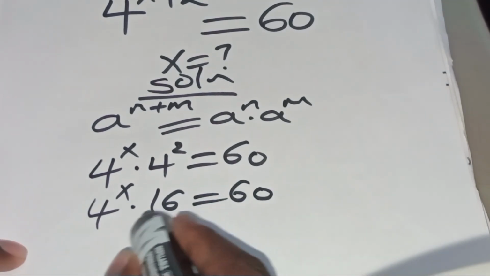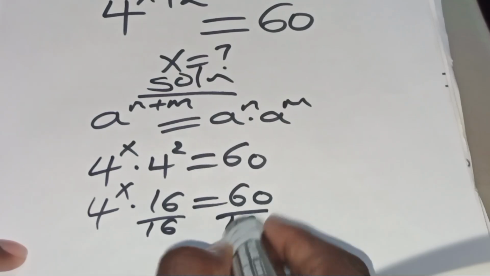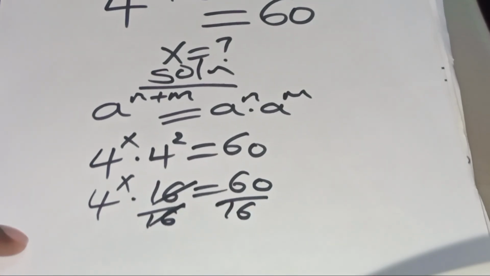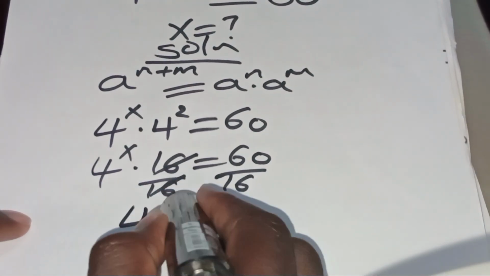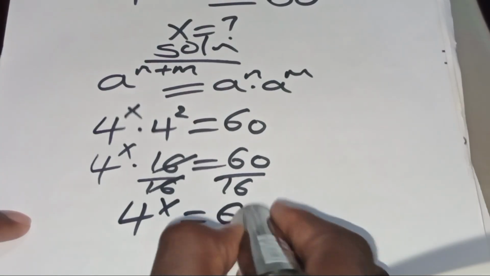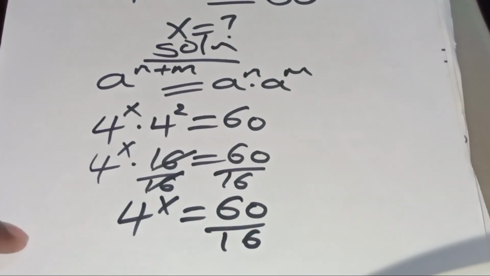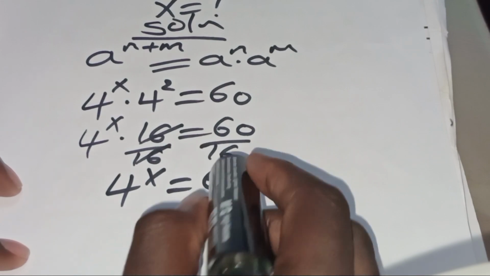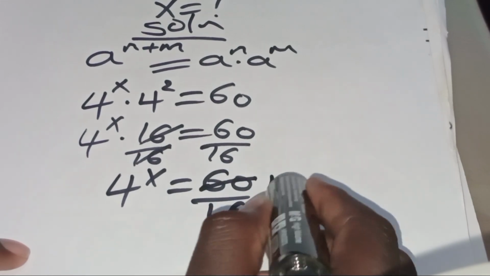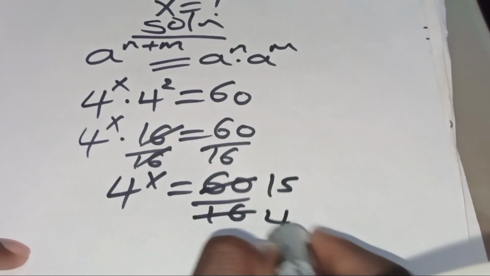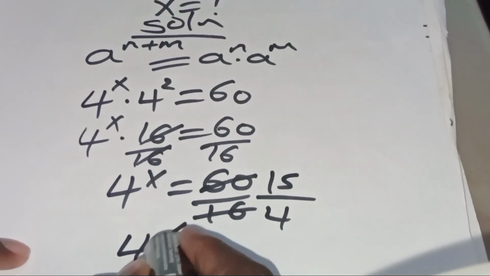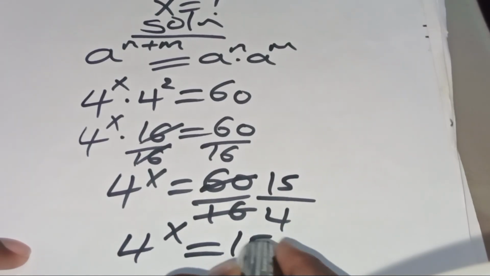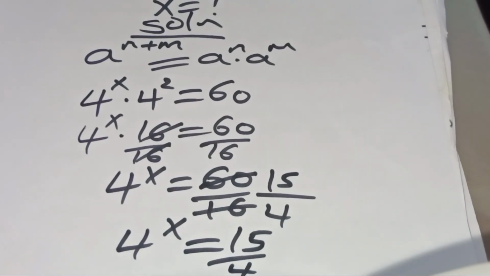So we divide both sides by 16, okay? So that now, here we have 4 to power x equal to 60 divided by 16. So let's simplify what we have here. Now, if you divide here by 4, 60 by 4 is 15, and 16 by 4 is 4. So that means that 4 to power x is equal to 15 divided by 4.